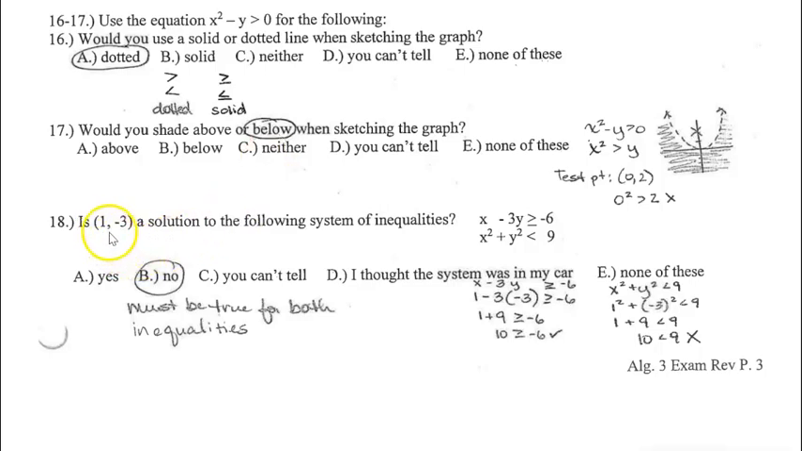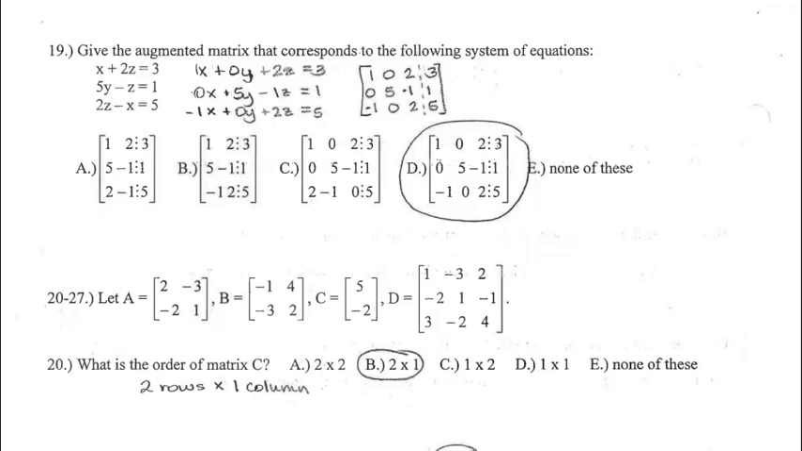Okay, then for 18, it says, is 1, negative 3 a solution to the following system of inequalities? And again, for it to be true, it has to make both inequalities true. So I'm going to take 1, negative 3 and plug it in. I'm going to put 1 in for x and negative 3 in for y. And when I do, I get 1 plus 9, which is 10. So 10 is greater than or equal to negative 6. But don't forget, you have to check the other one as well. So x squared plus y squared is less than 9. If I put in 1 for x and negative 3 for y, I get 10 is less than 9. And that is not true. So that is not a solution to the system of inequalities because, again, it has to make both of them true, not just one of them.